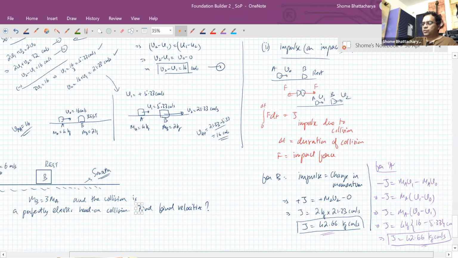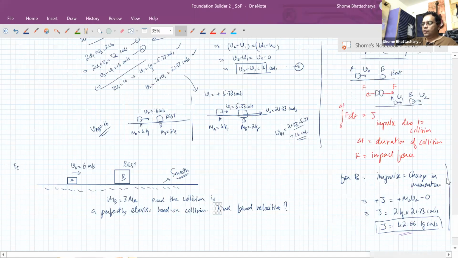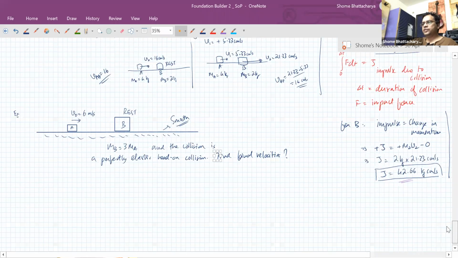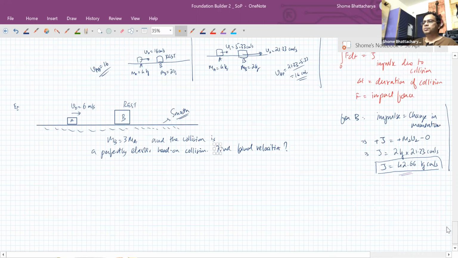So I'm sure this part is done now. Let's come to the next question. Now you have to just repeat the above solution, but the values are different. This time B is the heavier one, A is the lighter one, and B is heavier by a factor of 3. So just apply the equations like we've done in the previous question and calculate the final velocities of A and B.